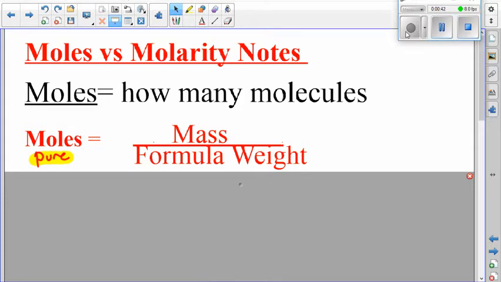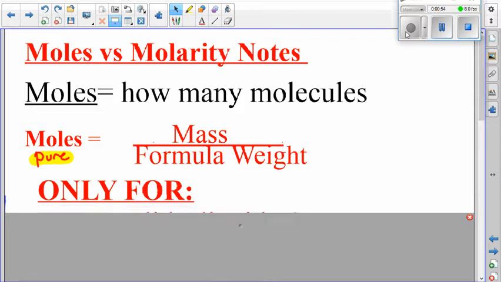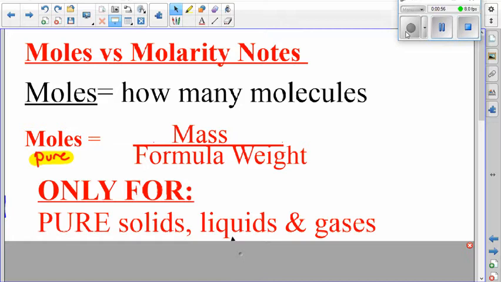You might notice I wrote the word pure right here. We've been using this equation for several weeks now, but here's the thing that I failed to mention. That equation only works for pure solids, liquids, and gases. So moles equals mass over formula weight is only if you have a pure substance.